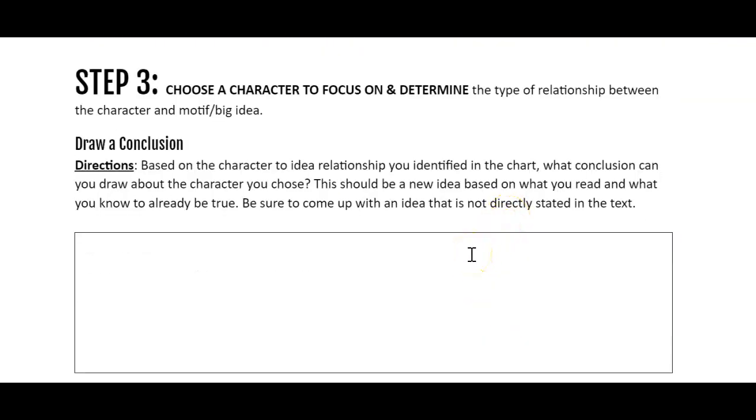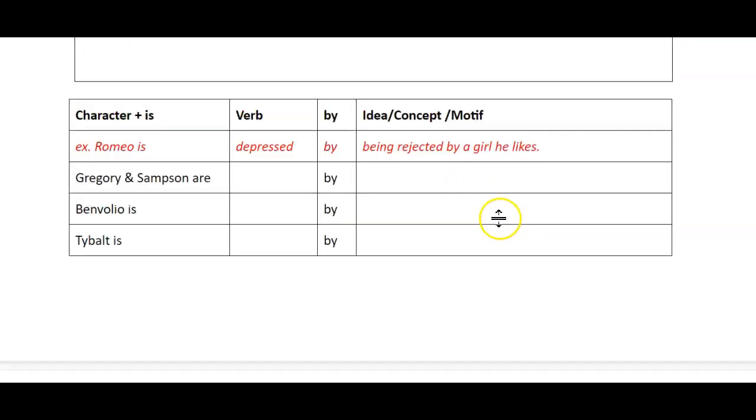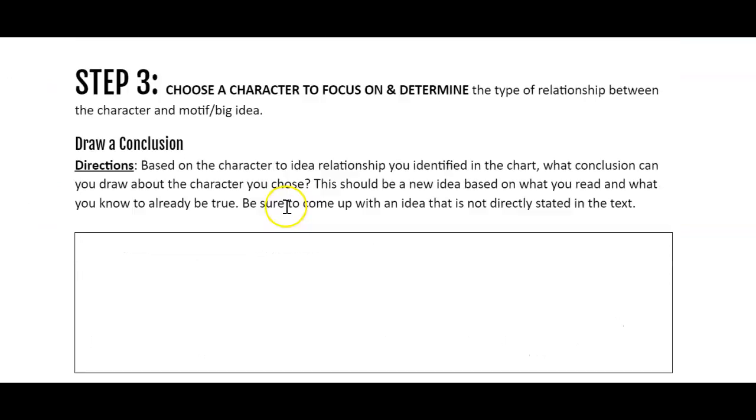All right, step 3. Here's where you're actually going to choose a specific character to focus on. Maybe you have a favorite character, and you want to think of the type of relationship that character has to the big idea that you talked about in the space above. So if I said Benvolio was the character I wanted to focus on, what I'm looking to do in step 3 is I want to come up with a conclusion about Benvolio.